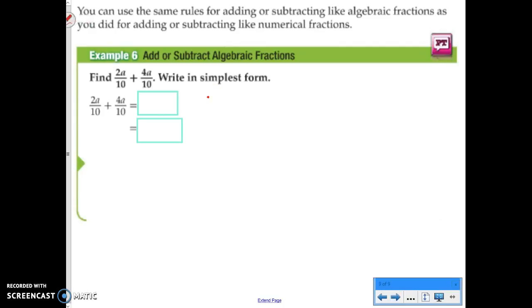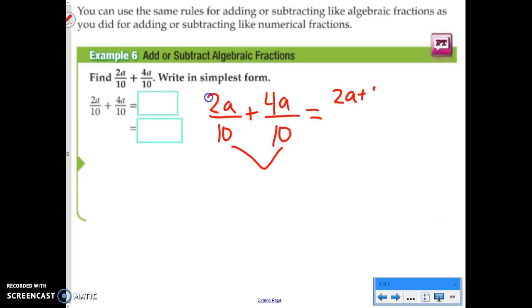So the first thing that I'm going to do, 2a over 10 plus 4 times a over 10, is rewrite it. I know that because I have these common denominators here, I can just go ahead and add the numerators together. So I get 2a plus 4a all over 10. Now, one thing you have to understand, just to remind you from past years, is when you are adding different terms together, you can only add and subtract like terms. Well, what exactly does that mean?